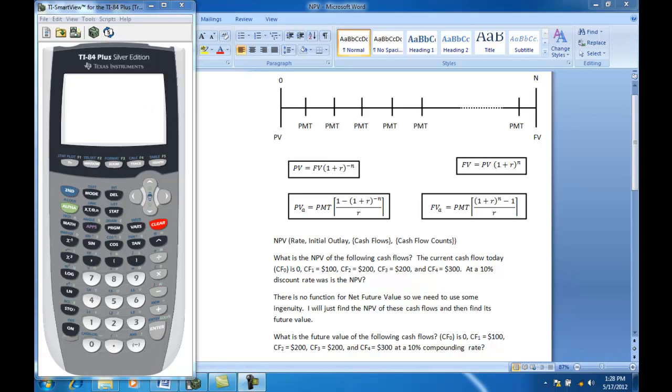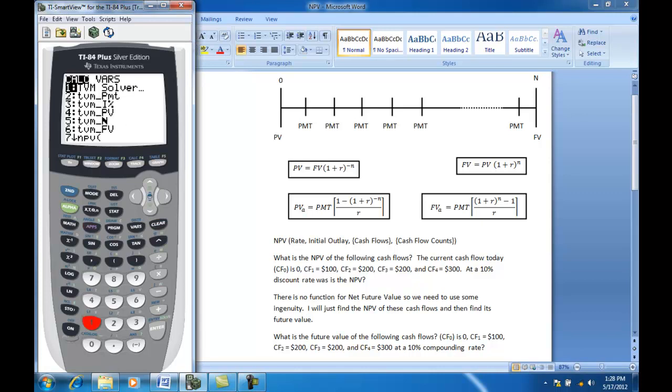Welcome to a short video on the calculation of uneven cash flows with the TI-84 calculator. Now this is where the TI-84 shows its difficulty with financial calculations. Let's first open the financial sections by pressing the Apps button, choosing 1, and finally we're going to choose 7 instead of 1.